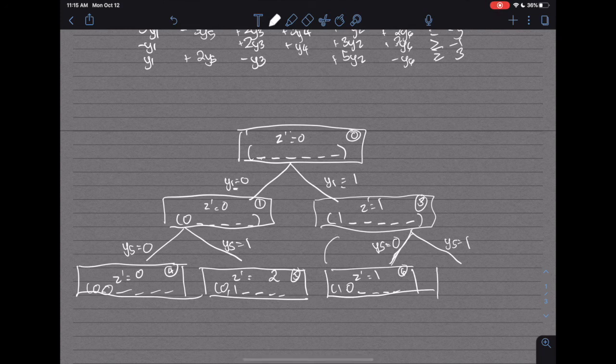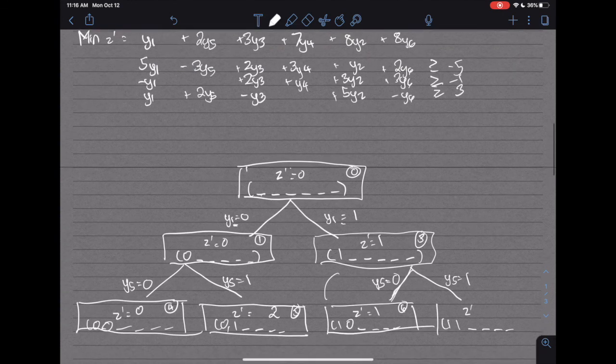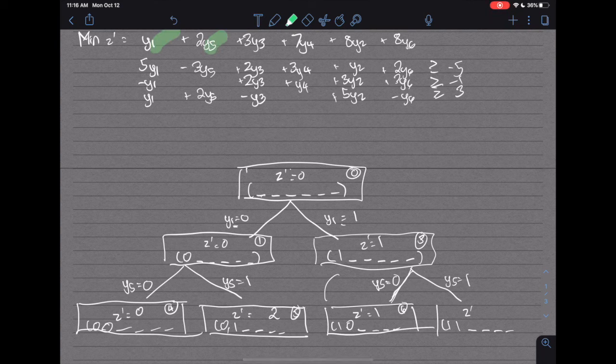Next here, this is 1, 1, blank, blank, blank, blank. Z prime is equal to 1 plus 2. Therefore, that's equal to 3. Now, let's check feasibility. 5 minus 3 is 2. Is it greater than or equal to negative 5? Yes. Negative 1 is greater than or equal to negative 1? Yes. 1 plus 2 is greater than or equal to 3? Yes. So, this node, node 7, is now feasible.